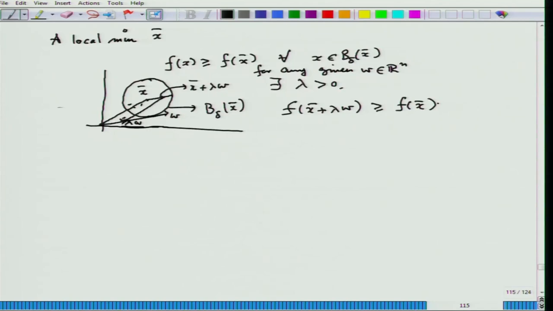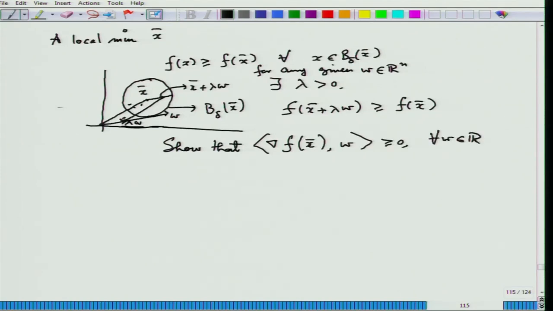By Taylor's expansion, I would again leave you as homework, show that grad f of x bar times w is greater than or equal to 0 for all w in Rn. This is exactly what you have as an optimality condition when you are talking about a local minimum of a differentiable function. In fact, for any w, you will get grad f x bar equal to 0, because you will put w equal to minus grad f x bar. But this is the basic optimality condition. What does it mean? If x bar is a local minima, then this is happening.